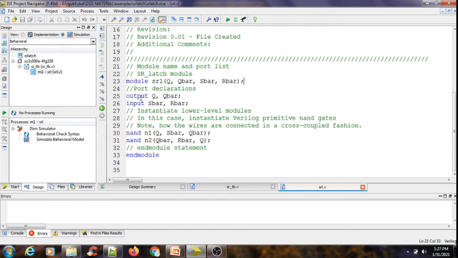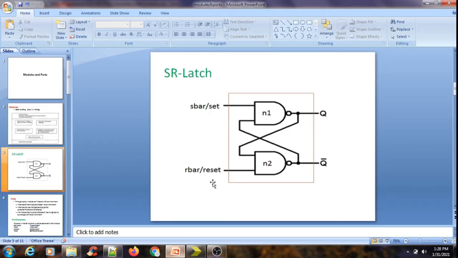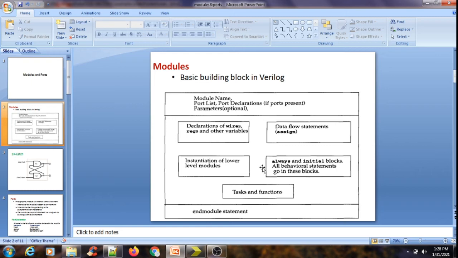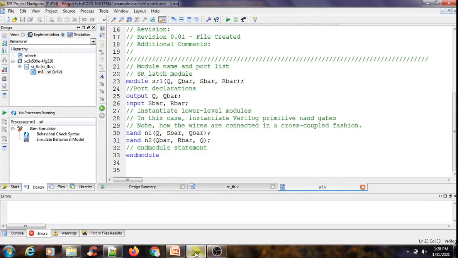So Q and Q bar are acting as an output port, S bar and R bar are acting as an input port. Here I said that there are 5 components in the module. Any of the components may be present, or all of them may be present. It depends; it is our flexibility. It is not mandatory that all 5 components should be present in our design of a module. Okay, definition of a module.